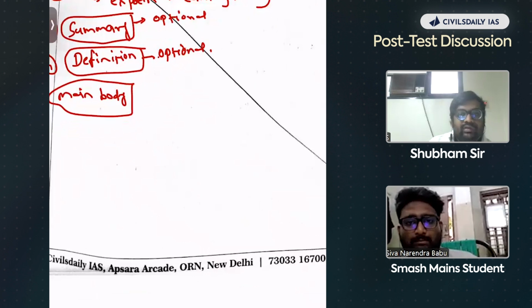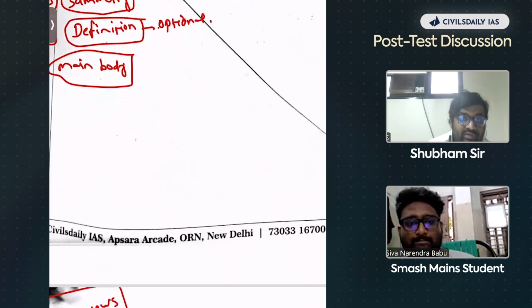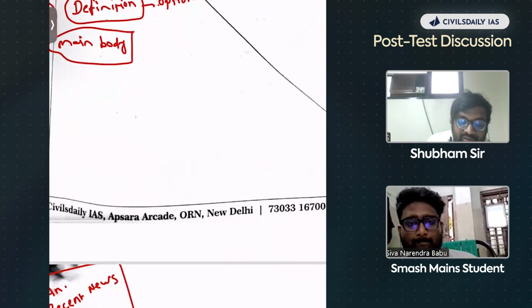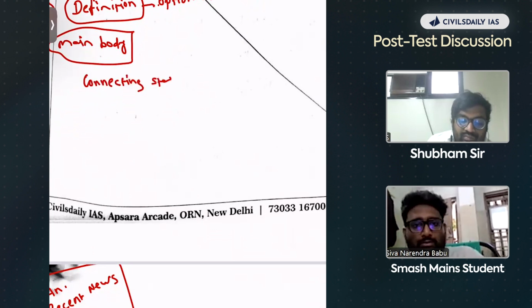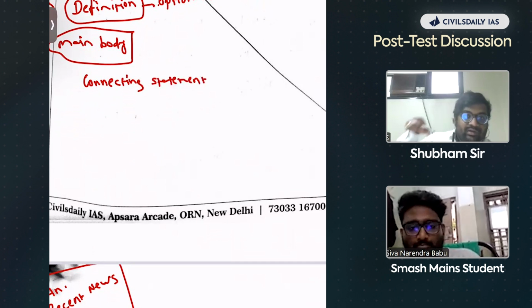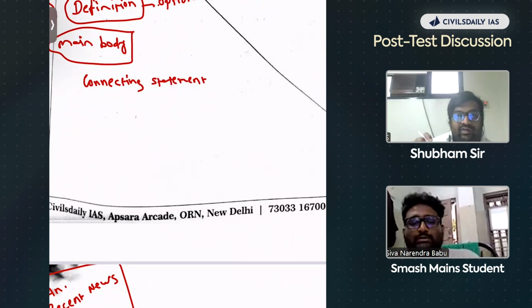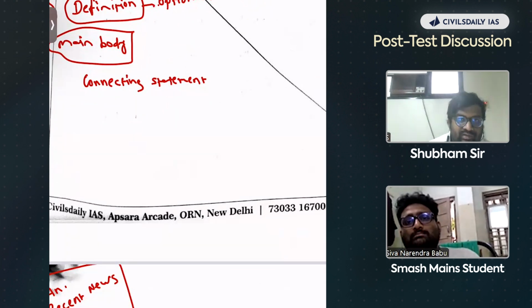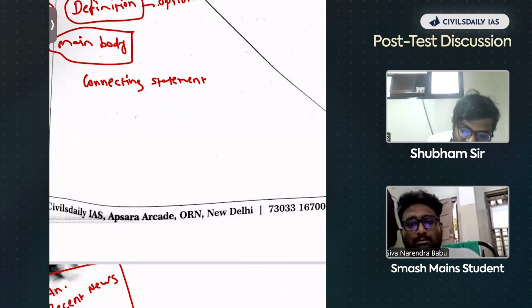To structure the paragraph or the dimension, how will you go? First, you will provide the connecting statement. It should be linked to the previous paragraph. It should not be that you write the political aspect and then start with the social aspect like this. You link the example that you have given for the previous dimension, and you link it to the next dimension that you are going to cover. So, like this.